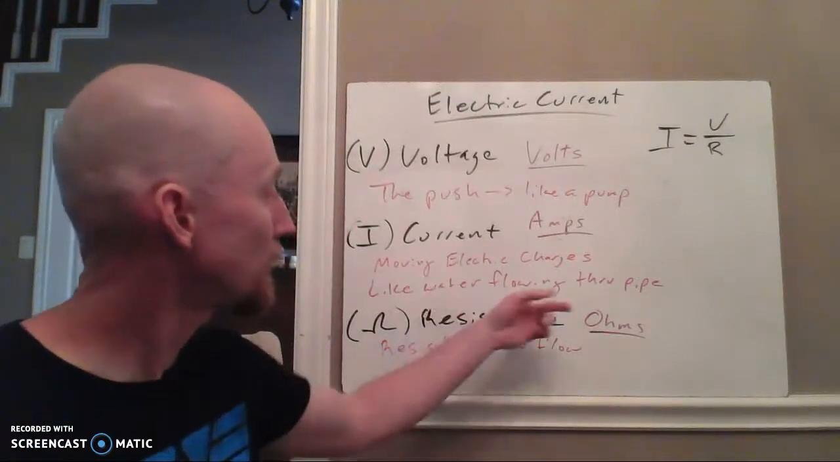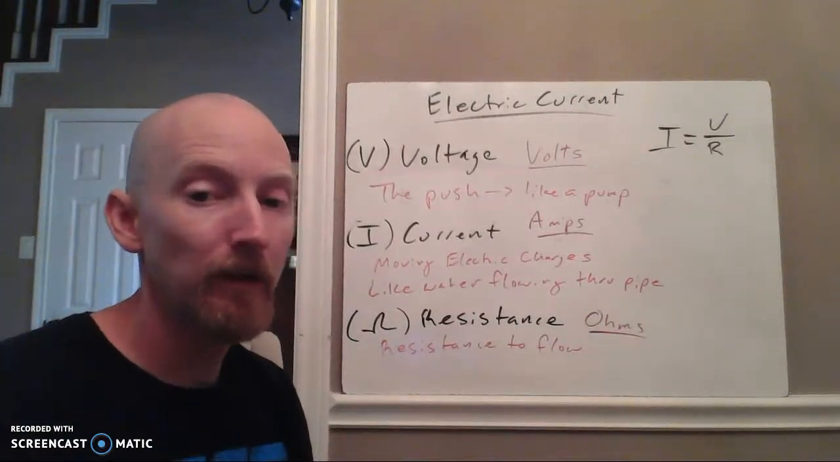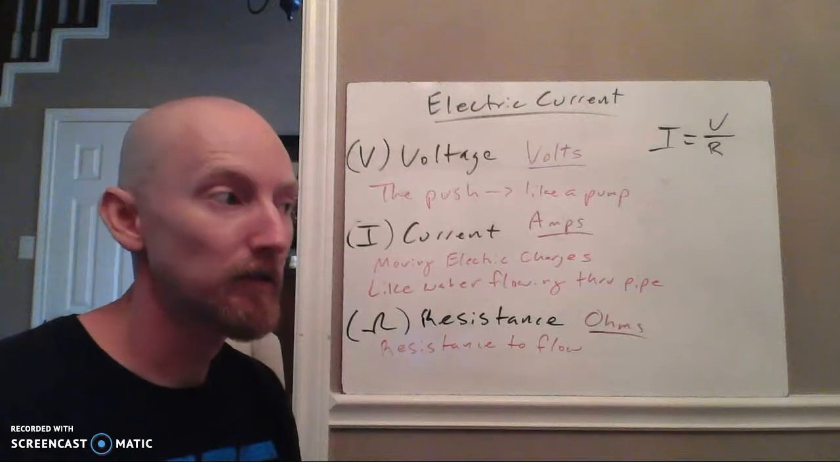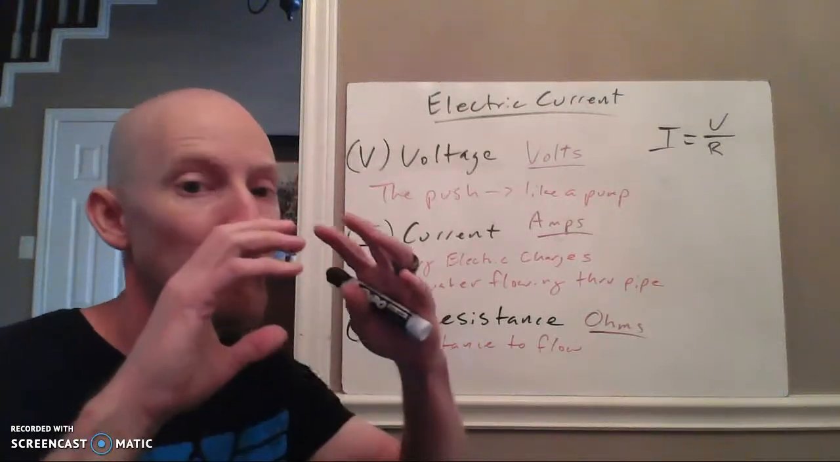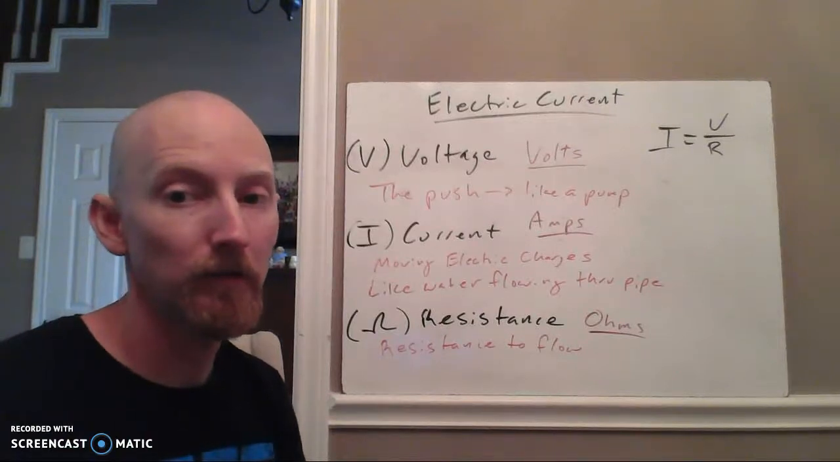I always think about current like water flowing through pipes. That's my current. Finally, resistance. This is like friction, or if you have constrictions in your pipe, then that's what resistance is.